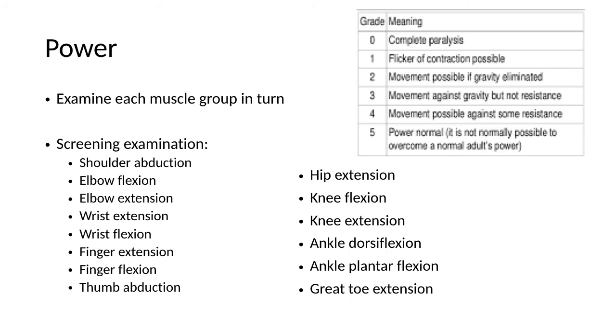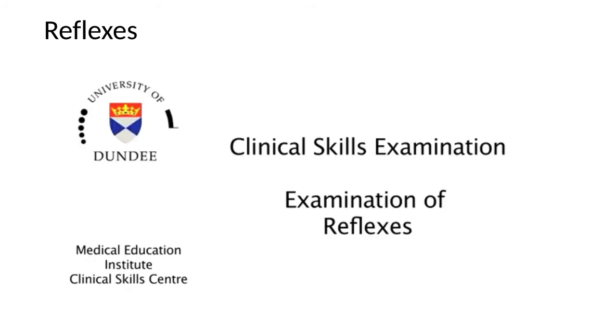And we measure them in this MRC grading score, which goes from 0 out of 5 power, which is a complete paralysis, all the way up to 5 out of 5 power, which is normal. As I say, this is a little bit tricky to explain just over an audio lecture, and really you need to do it in real life with a doctor that knows what they're doing, so that you can learn it properly. I'm going to move on from power. We're going to talk about reflexes. Again, I've got a video to show this part, which might be a bit easier to understand.